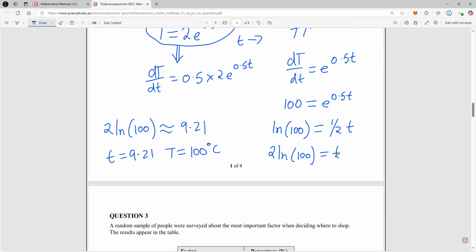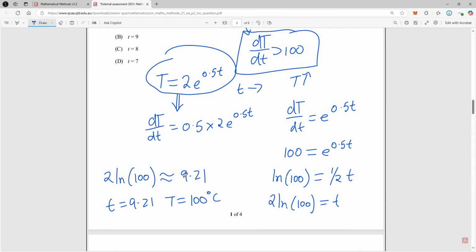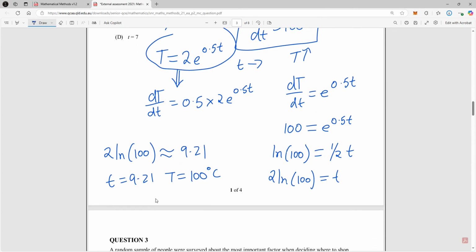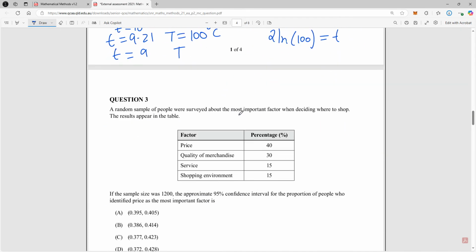Now look at the wording of the question here. The first integer, or the value of t, for which the instantaneous rate of change is greater than 100 degrees. Well, if 100 degrees is when the time is 9.21, then when the time was 9, the temperature would have been less than 100 degrees, meaning the next integer would have to be t equals 10. So the correct answer here is A, t equals 10, because of that wording. If you have any questions here, leave something in the comments.